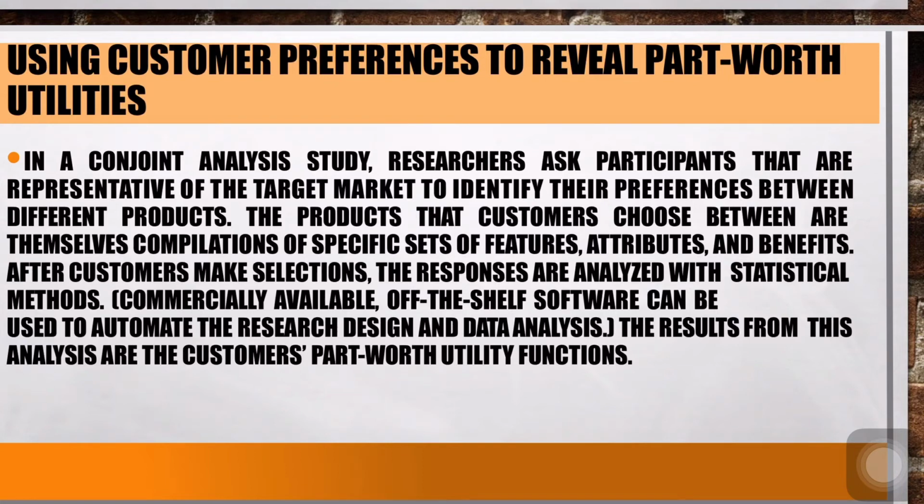In a conjoint analysis study, researchers ask participants who are representative of the target market to identify their preferences between different products. The products that customers choose between are themselves a compilation of a specific set of features, attributes, and benefits. After the customer makes a selection, the responses are analyzed with statistical methods. The results from this analysis are the customer part-worth utility functions.